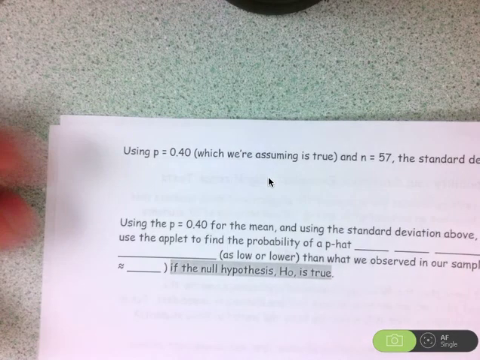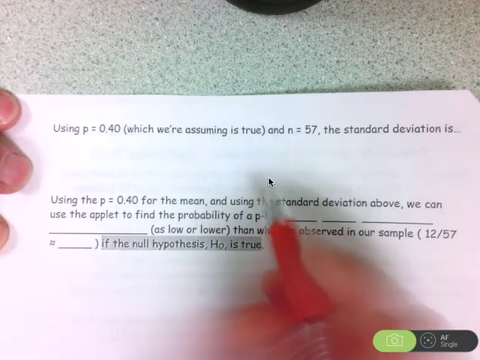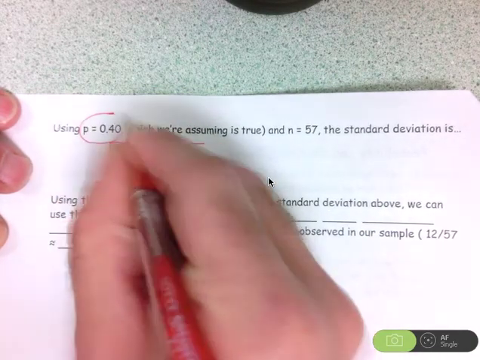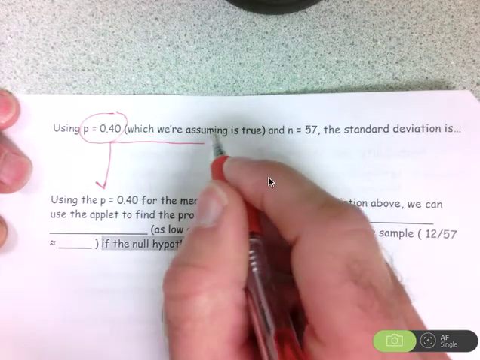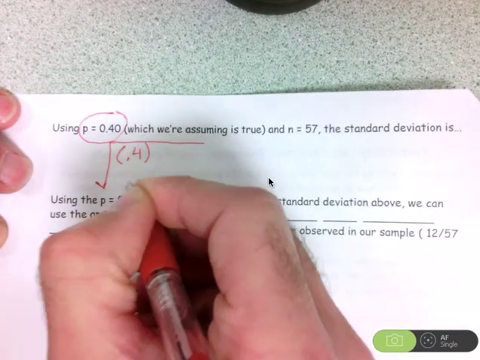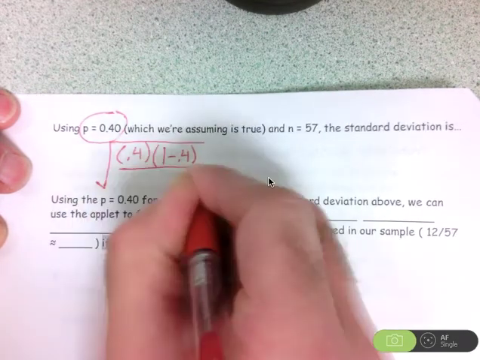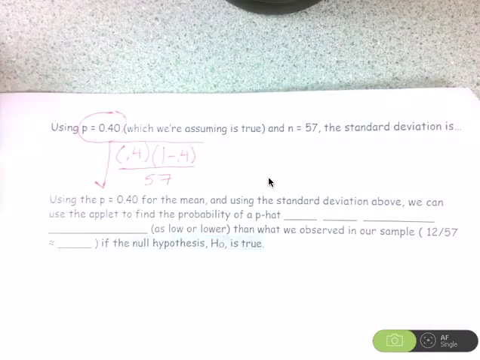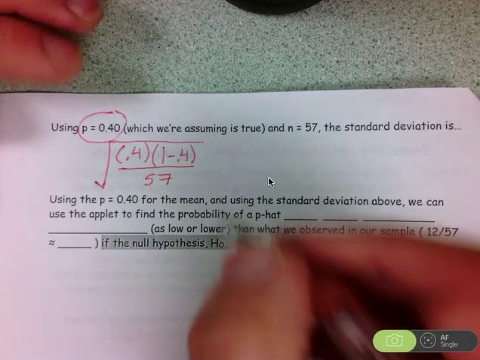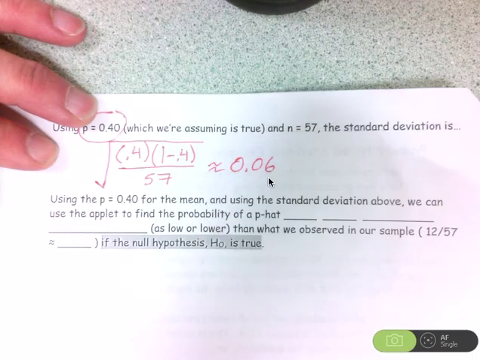The next thing we have to do is calculate the standard deviation, just like we did for confidence intervals. But we're not going to use the sample value. We're going to use the value from the null hypothesis because we're assuming it's true, and we're going to look for evidence against it. So p is 0.4. I want to multiply by 1 minus p and divide by our sample size of 57. So 0.4 times 0.6 divided by 57. If I take the square root of that, I get a standard deviation. I'll round it to about 6%.